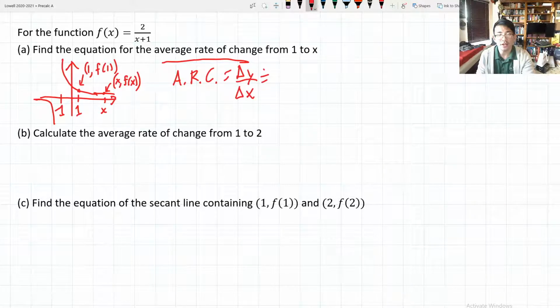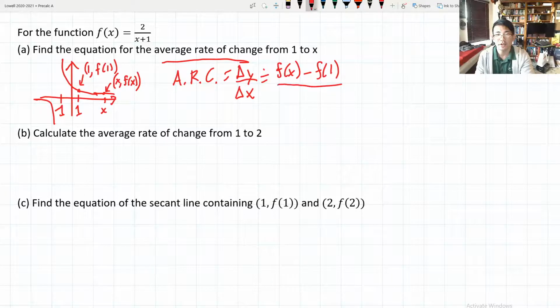And so for us, in this equation, that's just going to look like, well, let me show all the steps here. f of x, that's one of my y values, minus the other y value, which is f of 1, divided by, well, the second x value is x, and the first one is 1 here.